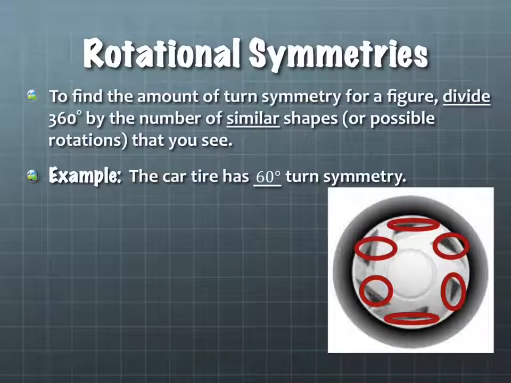So if you took 360 divided by 6, you would get 60 for the rotational symmetry. But you could also do 60 plus 60, which would be 120, plus another 60, which would be 180, plus another 60, which would be 240. It's got 5 rotational symmetries: the number 60 added to itself up to 5 times.